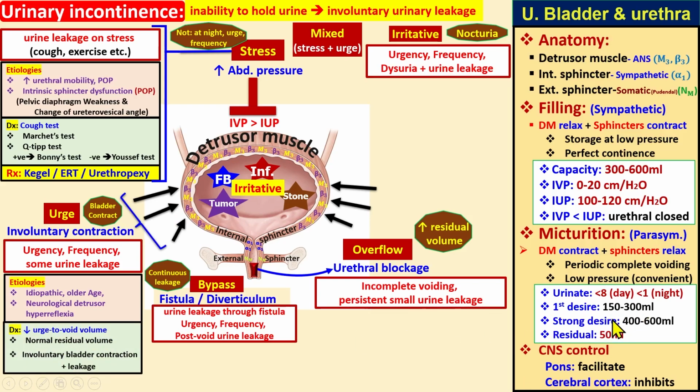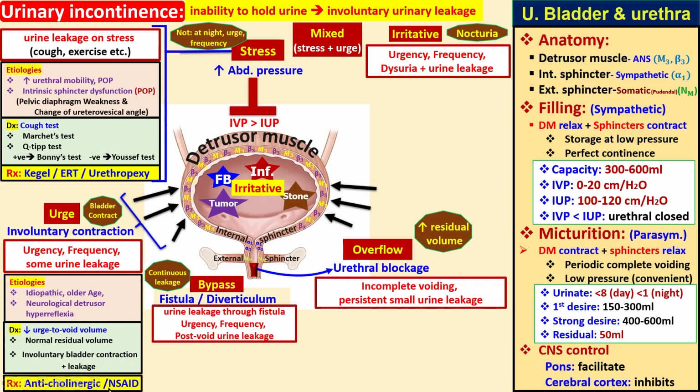What is the normal volume for the urge? 150 for the first desire, and for the strong desire it should be 400. But in this case, the urge volume is less than 150 or less than 400. So that is why the urine leakage starts, and the residual volume is normal. And there is involuntary bladder contraction plus leakage.